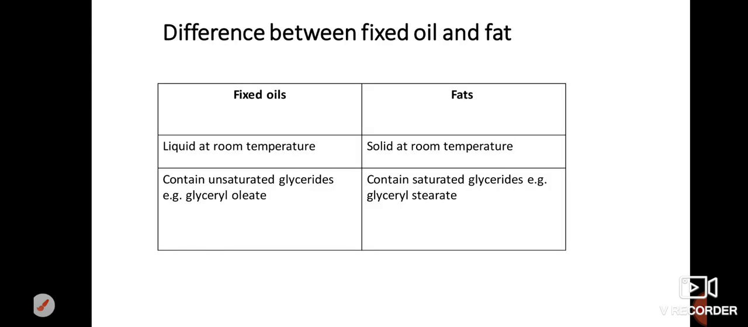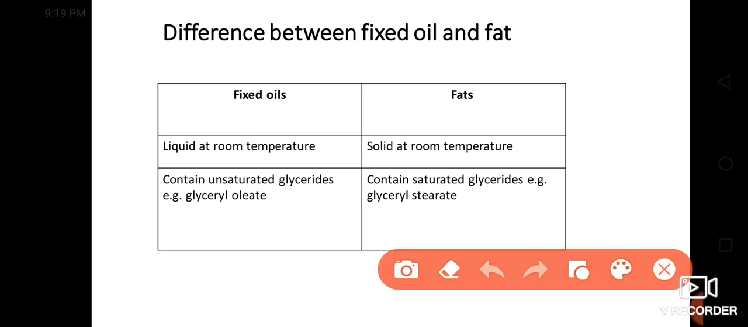Now there is a short difference between the oil and the fats. So the oil is liquid at room temperature. If you look at castor oil, coconut oil and various other oils, you see they are liquid at room temperature. But if you look at the fat, it is going to be solid, with a solid-like appearance.